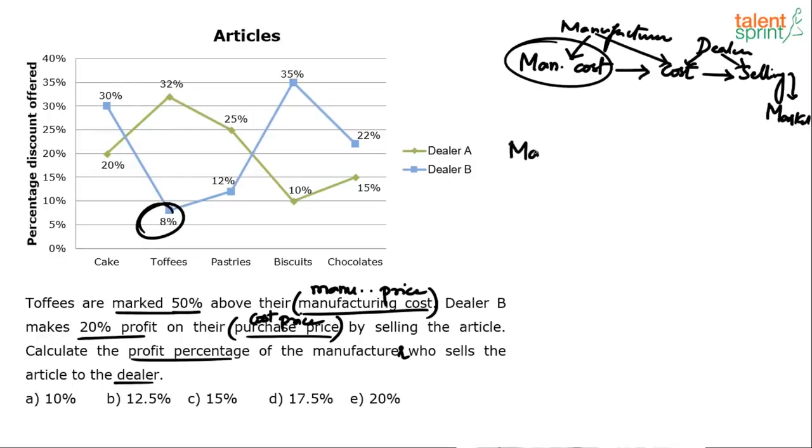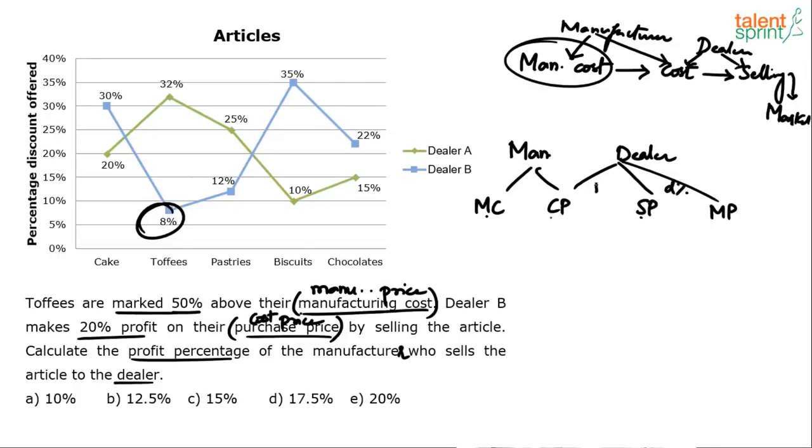So there is a manufacturer and there is a dealer. Manufacturing cost, and there is a cost price, and there is a selling price. I'm just doing this drama so that all of you can follow it easily, right? And then there is a mark price. Manufacturing cost, cost price, selling price, mark price. Between selling price and mark price there is a discount.